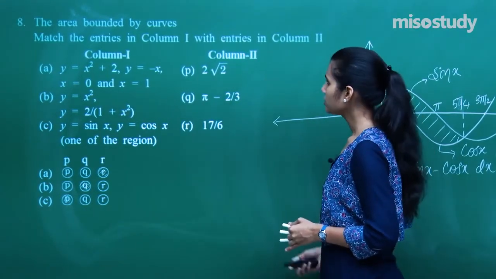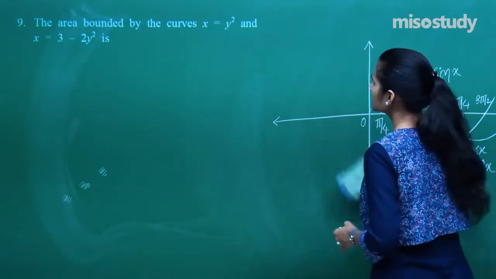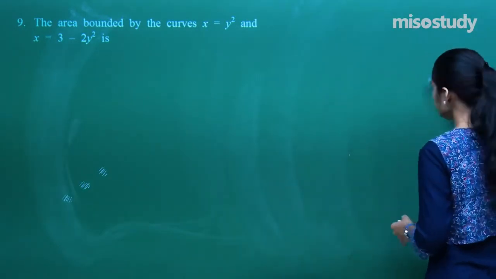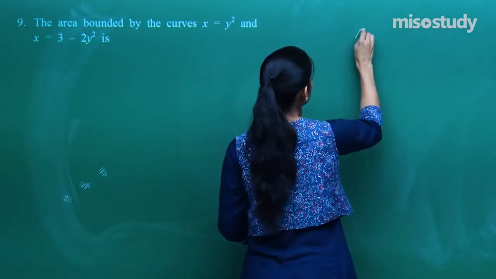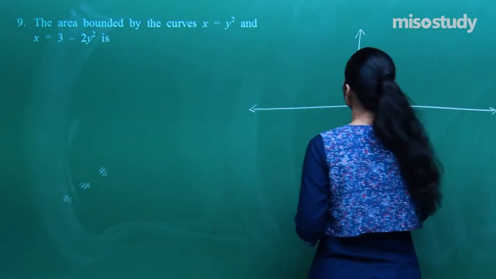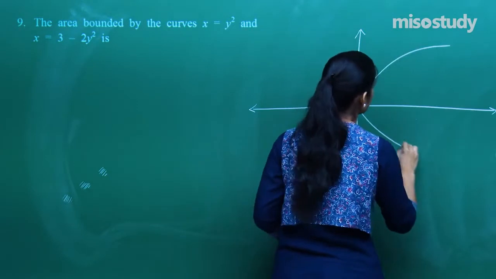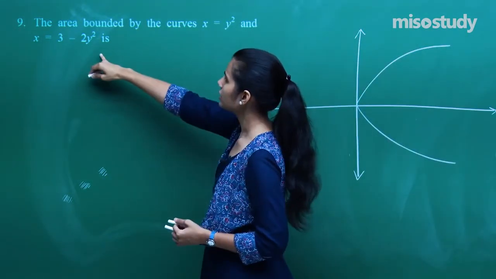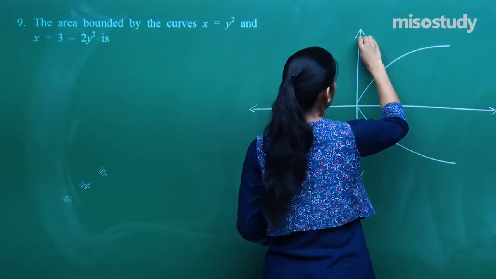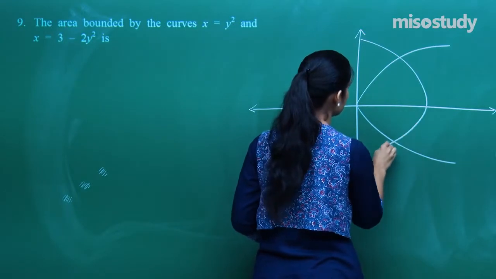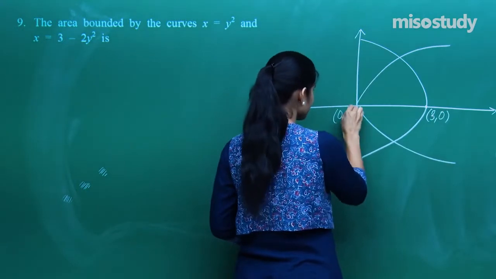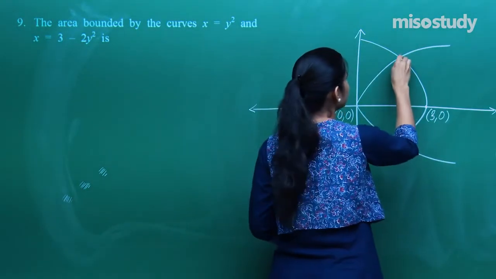Clear? Moving to the next one, we have the area bounded by the curves x equals y square and x equals 3 minus 2y square. Here if I talk about this, y square equals x is a parabola with vertex 0, 0. If I talk about this, this is actually 2y square equals 3 minus x. This is again a parabola with vertex 3, 0.